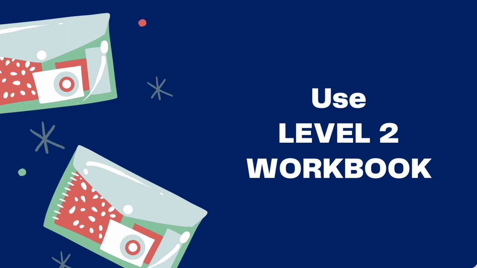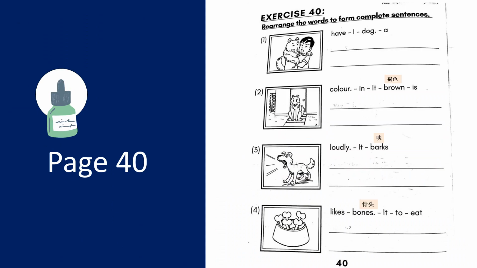Now, take out your level 2 workbook. Turn to page 40. Page 40. You are asked to rearrange. Come, let's read the words. Rearrange the words to form complete sentences. Rearrange the words to form complete sentences.